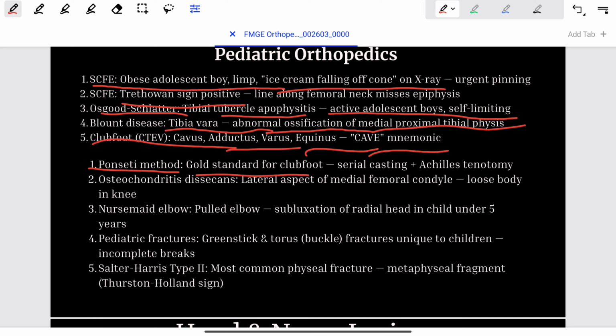In osteochondritis dissecans, it most commonly affects the lateral aspect of the medial femoral condyle. Nursemaid elbow: subluxation of the radial head due to traction injury in children under 5 years.